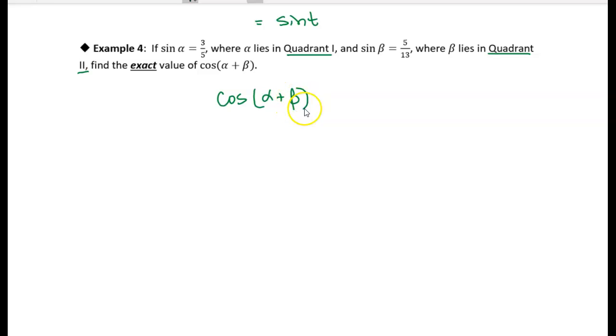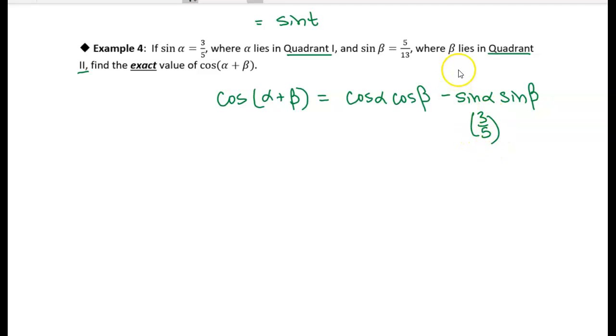Okay, so let's use the sum formula for cosine. That tells us that this is equal to the cosine of alpha times the cosine of beta, minus the sine of alpha times the sine of beta. Now we have the sine of alpha. We know that this is equal to 3/5. We also have the sine of beta, which is 5/13. What we don't know is the cosine of alpha and the cosine of beta. But we can figure that out.